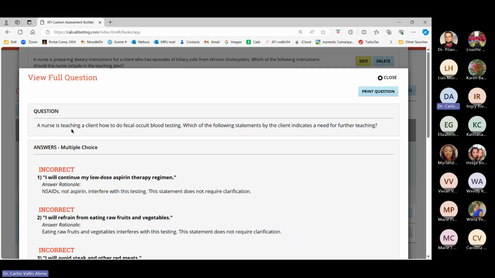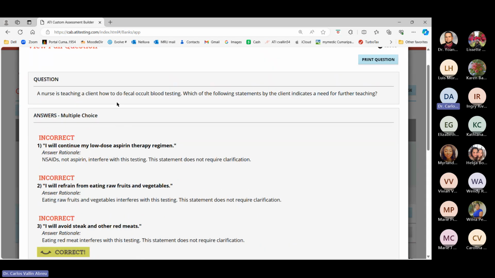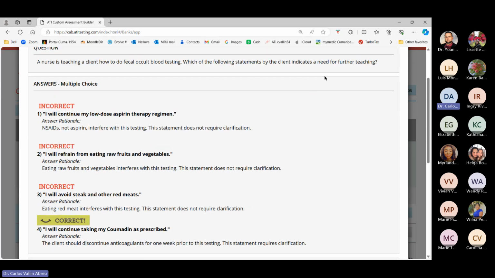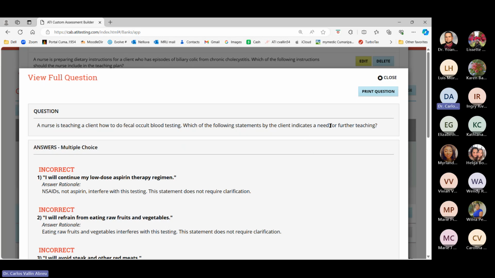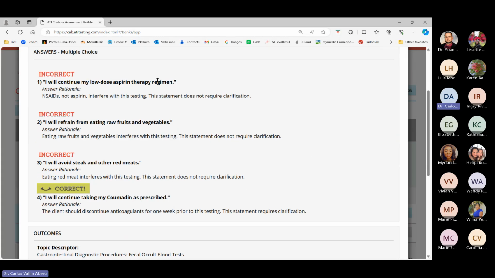A nurse is teaching a client how to do fecal occult blood testing. Which of the following statements by the client indicates a need for further teaching? What is wrong? I will continue my low dose aspirin therapy regimen. And it says aspirin interferes with the testing. This statement does not require clarification.